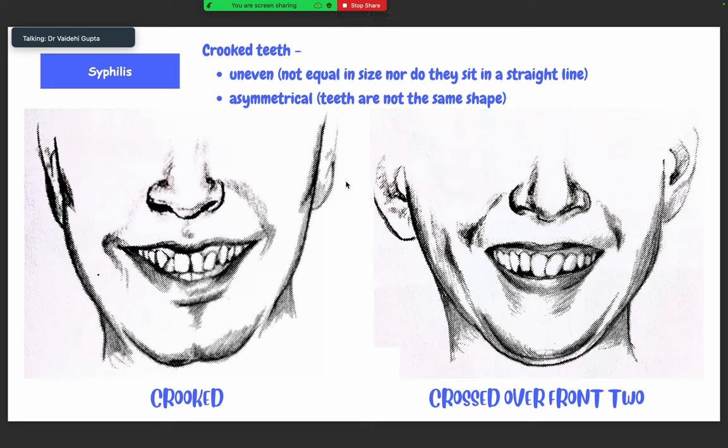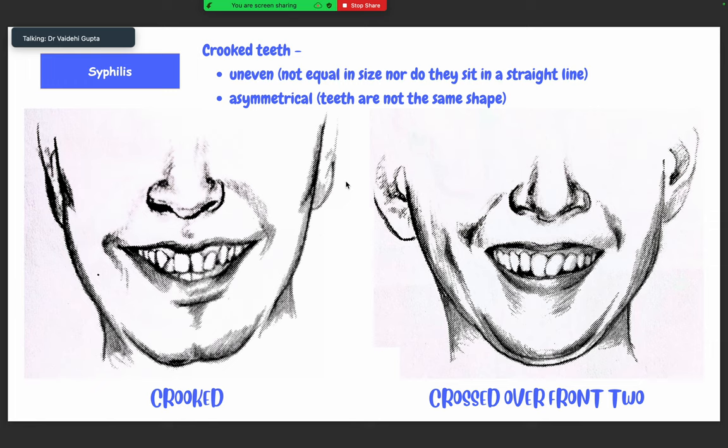Syphilis. Syphilis is all about destruction. So crooked teeth, and crossed over front two teeth. Both are in Syphilis. Uneven, not equal in size, nor do they sit in a straight line. It is crooked teeth, like the size is not even. In Psychosis, the size of the teeth was even. But in Syphilis, the size of the teeth is not even.